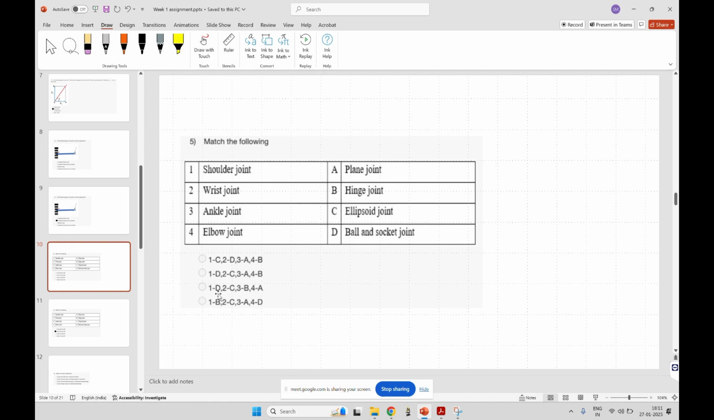Next, match the following. Simple. Shoulder joint, wrist joint, ankle joint, and elbow joint. Which of these joints mean what? Shoulder joint is ball and socket joint. Wrist joint is ellipsoid joint. Ankle joint is a plane joint, and elbow joint is a hinge joint.